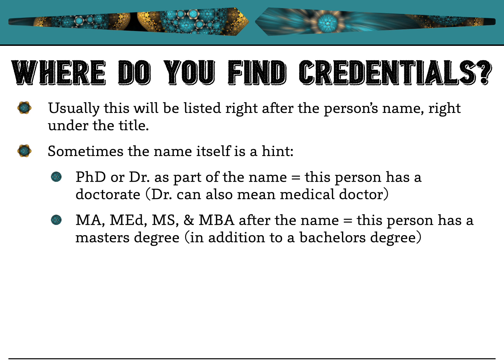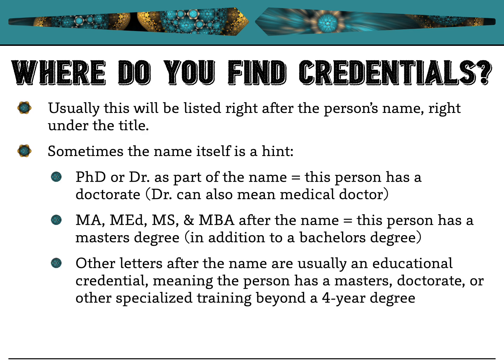MA, MEd, MS, MBA after the name, this person has a master's degree in addition to their bachelor's degree. So again, they've had extended education. They have specialized in some way. Other letters may appear after the name, and usually these are an educational credential. So usually when you see other letters after the person's name immediately, it can mean the person has a master's, a doctorate, or some other specialized training beyond a 4-year degree. And that could be important.